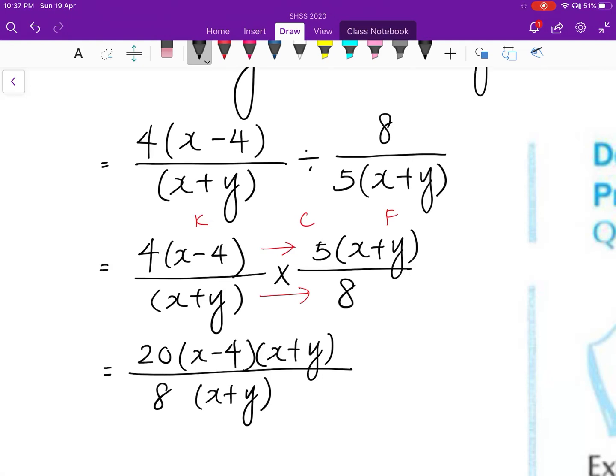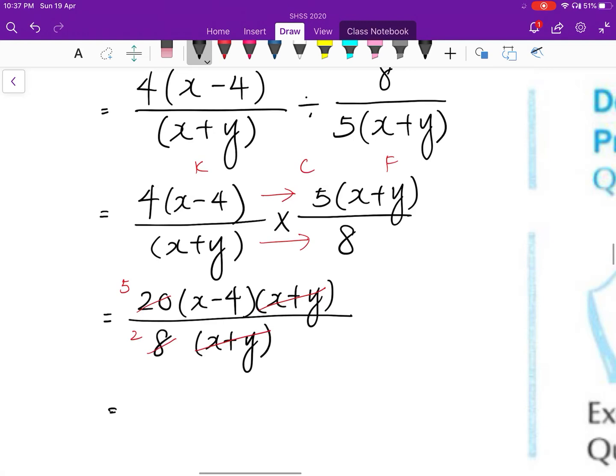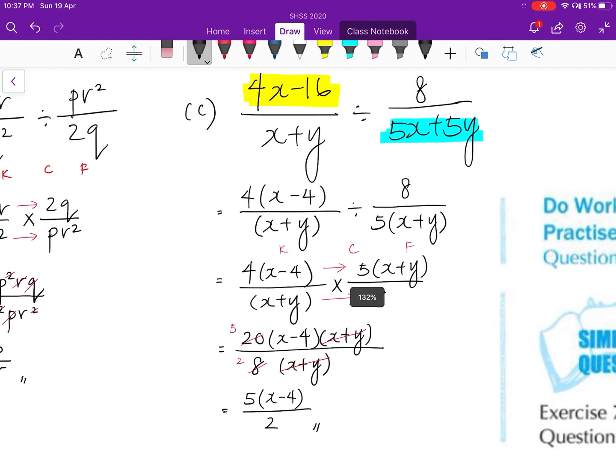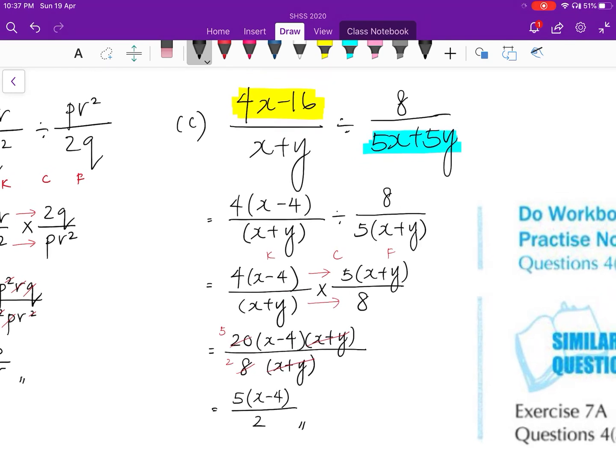Now, if you look at the numerator and the denominator, there is something in common that we can cancel out, and that is x plus y. And also 20 and 8, I can divide by 4. That will give me 5 and 2. So what I'm left with is 5 times x minus 4, over 2, and that is my final answer. If you are not sure about this, you can pause the video now and figure out what I'm doing. Again, from here to here, what I did was factorize.